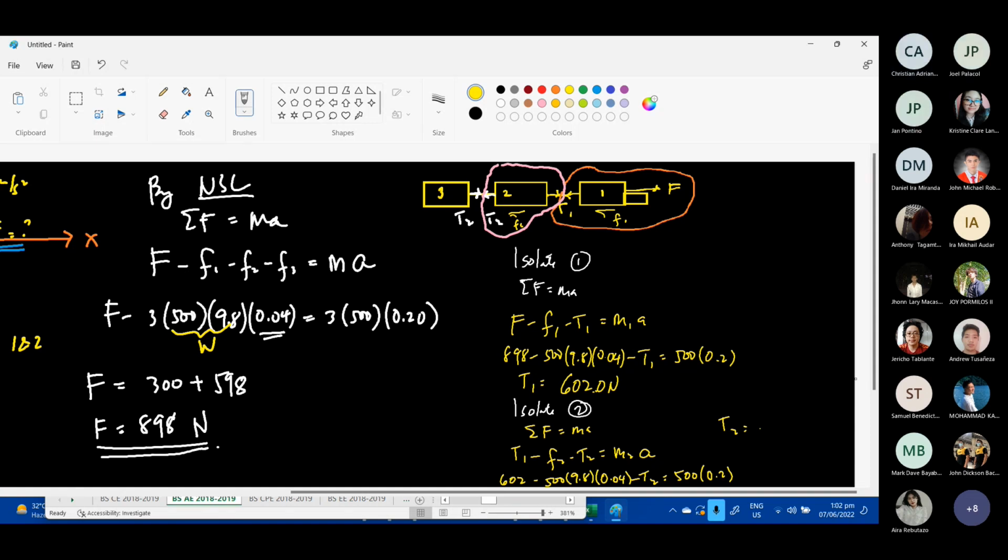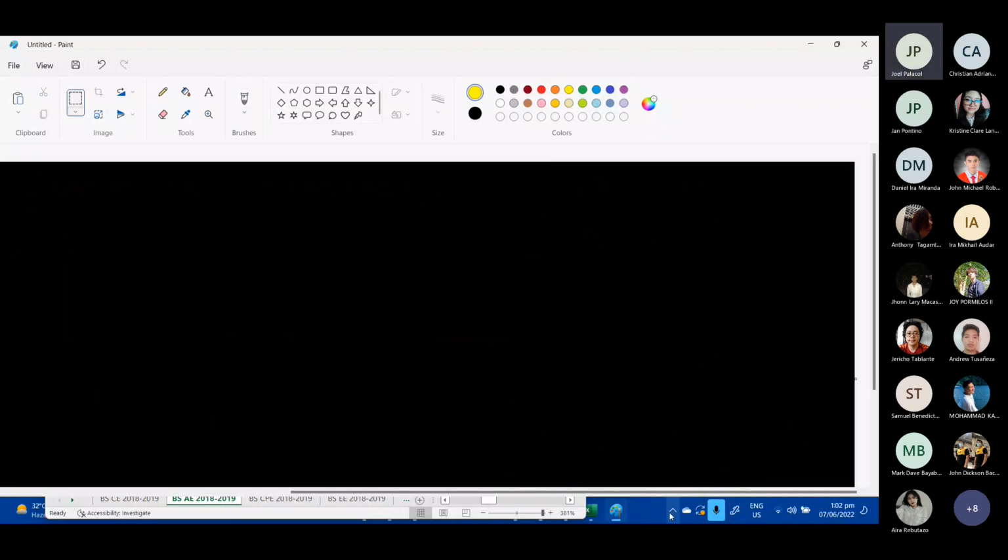306, sir. 306 po. 306 newtons, yes. All right. Any questions? None so far po, sir. Okay, so let us now proceed to Newton's law of gravitation.